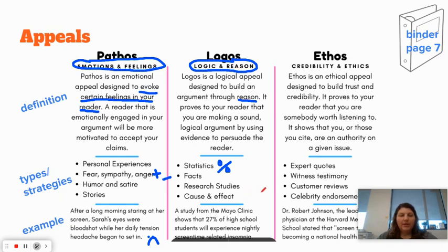An example is a study from the Mayo Clinic shows that 27% of high school students will experience nightly screen time related insomnia. So we've got this data right here, this percentage, and that is relating to the percent of high school students who have screen time related insomnia. So some of these appeals work together with each other. This should evoke some kind of emotion in us. We should be concerned that over a fourth of high school students are not able to sleep because of screen time. But the way that the writer is appealing to our emotion is through the use of this logical fact.